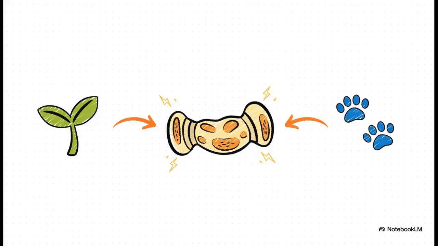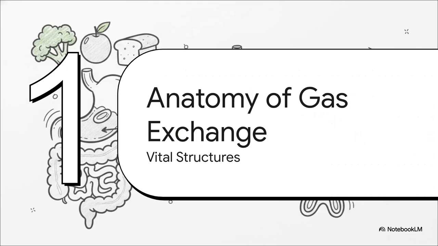And here is a surprising twist that professors absolutely love to test you on. Despite how completely differently plants and animals get their food, both plant and animal cells use the exact same mitochondrial machinery to make ATP. They both turn glucose into energy, releasing CO2 and water in the process. The cellular engine is fundamentally identical across the board. Crazy, right? All right, home stretch, Section 5, the anatomy of gas exchange.